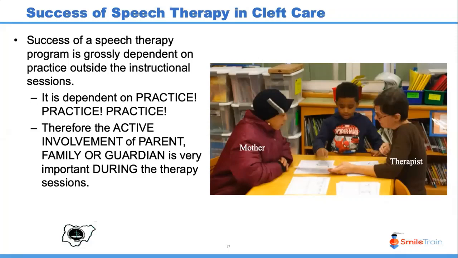Also, during the sessions, the active involvement of whoever is accompanying the child is very important, because the success of a speech therapy session is grossly dependent on how much practice the child does at home. I would want to say that the success is 10% dependent on what they get from their speech therapist and 90% on the practice that is done at home. So it is not acceptable, let's say a mother has accompanied the child, and the mother is in another room while the session is going on, or the mother is on her phone. No. There has to be an active involvement of whosoever is accompanying the child.